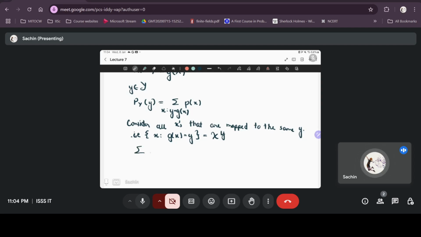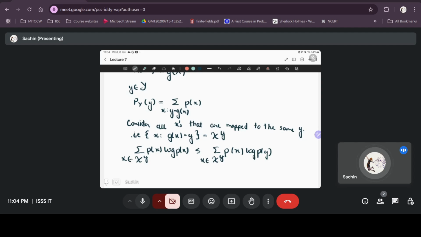Then the summation of p of x log p of x for all x values in this set script x_y is less than or equal to the summation of p of x log p of y, summed over all x in script x_y. That is because each of the p of x values is less than or equal to p of y. Suppose there is only one value of x that maps onto y, then p of y is equal to p of x.